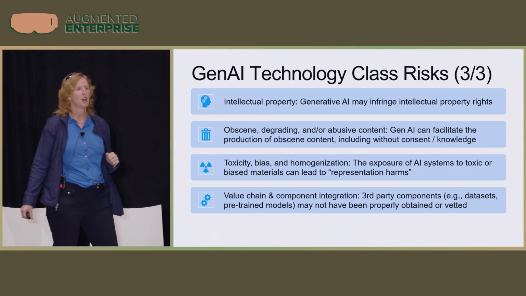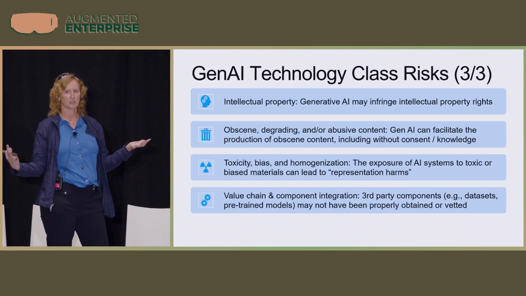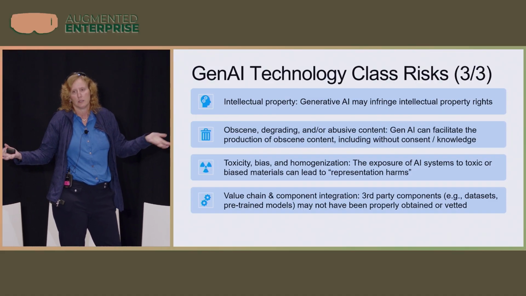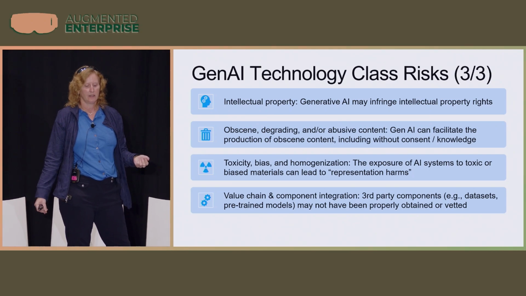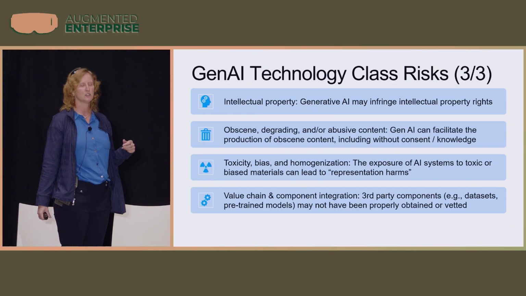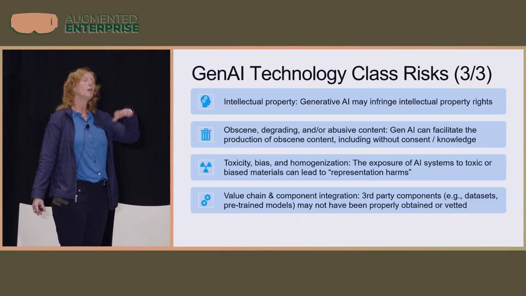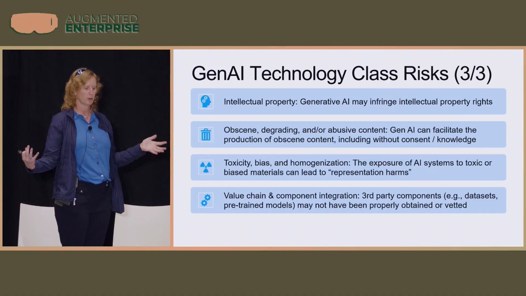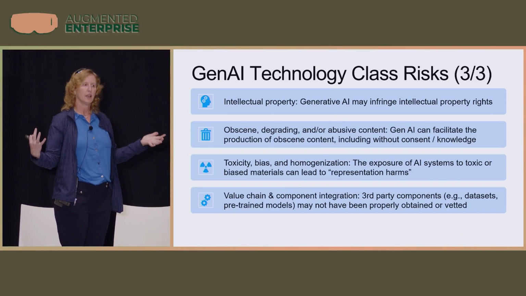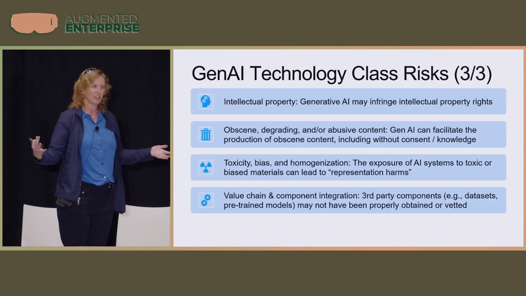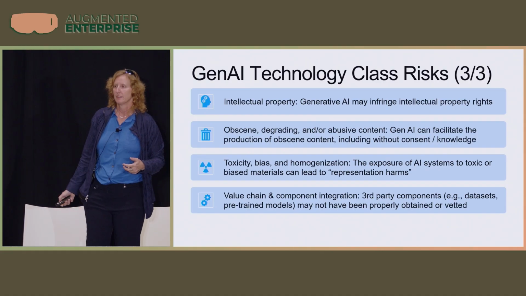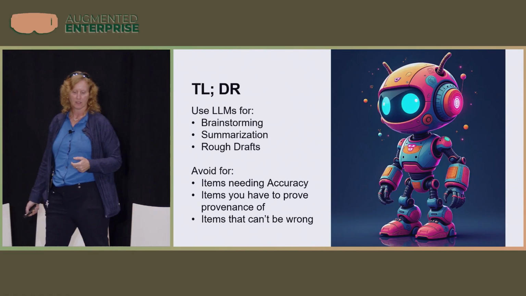Obscene, degrading, and abusive content, I'm going to just say one tool that exists. There's a stripping AI that you feed in pictures of people and it makes them naked, non-consensually. And then toxicity, bias, and homogenization. This one hit the news. Gemini, was it Gemini? No. One of the models a couple years ago was doing pictures of the Nazi regime, and it was being diverse and including blacks and Hispanics in the Nazi regime. Maybe not. All right, so this is the last slide.